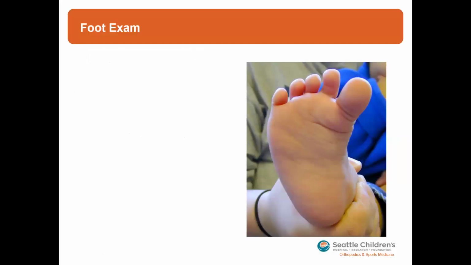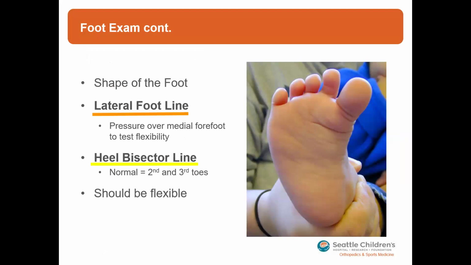I put them up on the table and look at the bottom of the foot. This child has a curved lateral border. All right, so we draw a lateral foot line, push over the first MTP, and draw an imaginary heel bisector line. Normal is through the second and third ray.